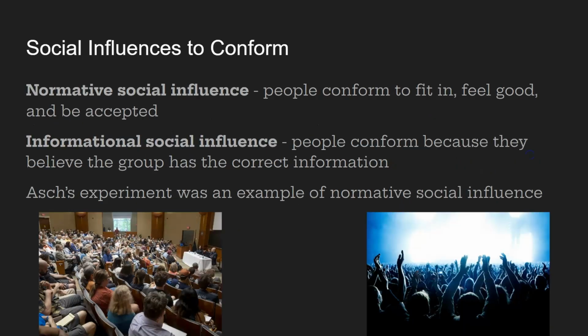So the social influences to conform. There are normative and informational social influences. Normative is when people conform to fit in, feel good, and to be accepted. And informational social influence is when people conform because they believe the group has the correct information. Asch's experiment was an example of normative social influence, as well as these pictures here. These people are sitting, being quiet and attentive because they want to fit in, feel good. And these people are dancing, having fun because they're at a concert, because of normative social influence.